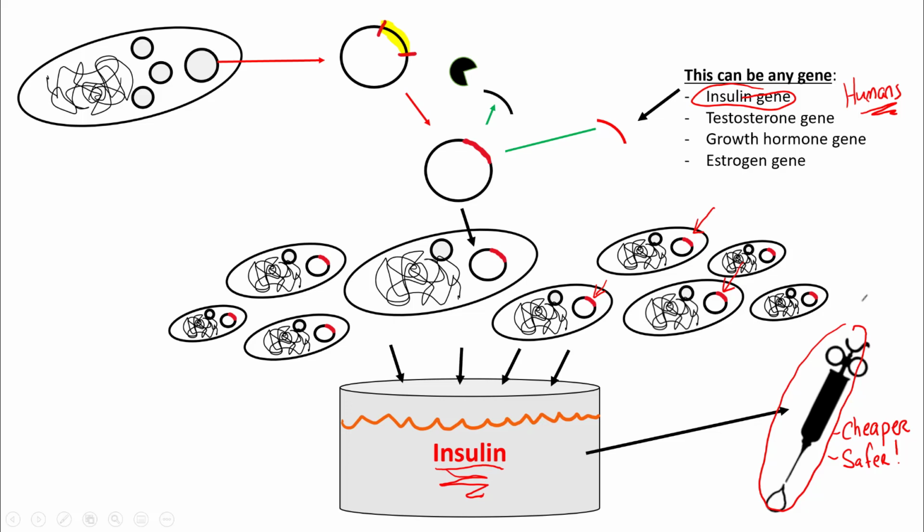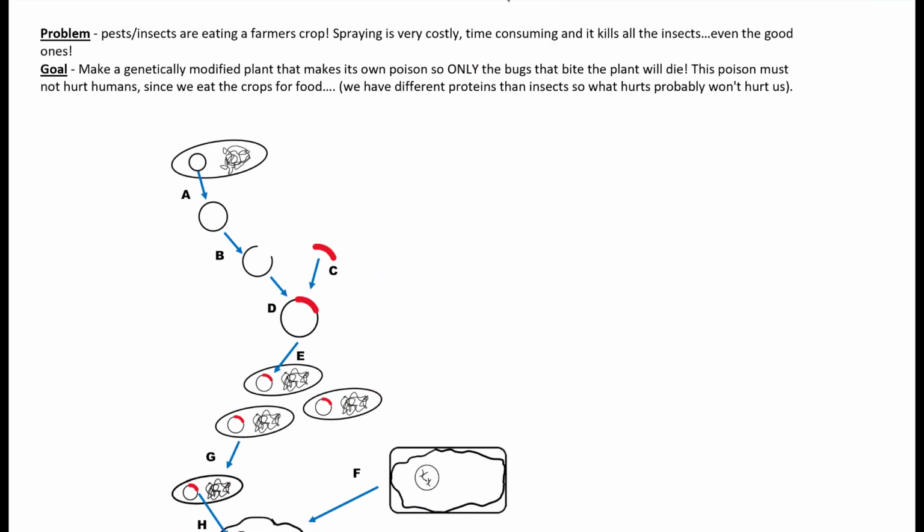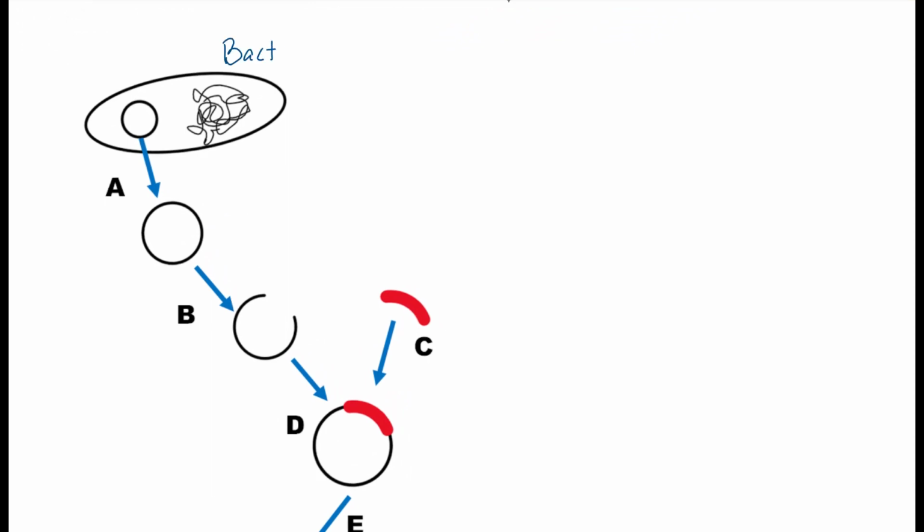But there is another way this technology can be used. So this technology can be used to make genetically modified organisms. A problem here, there are insects or pests eating farmers' crops, spraying super costly, very time consuming, and it kills everything, even the good insects like the bees. So our goal is to make a genetically modified organism that makes its own poison, so the bugs that go up to the plant and bite it, they'll die, and the good ones will live. Let's take a look and see how can we make a plant that will kill only the bad bugs.